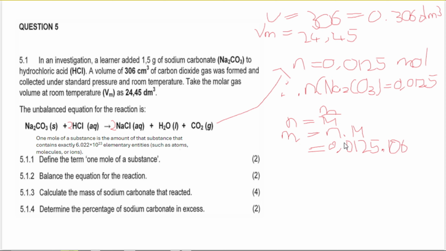Then we just times those two numbers, and we get 1,325 grams. You don't have to round it because it's only 3 digits, so you're not gonna get anything out of it. So there we have the mass of sodium carbonate, and that would be your final answer: 1,325 grams.